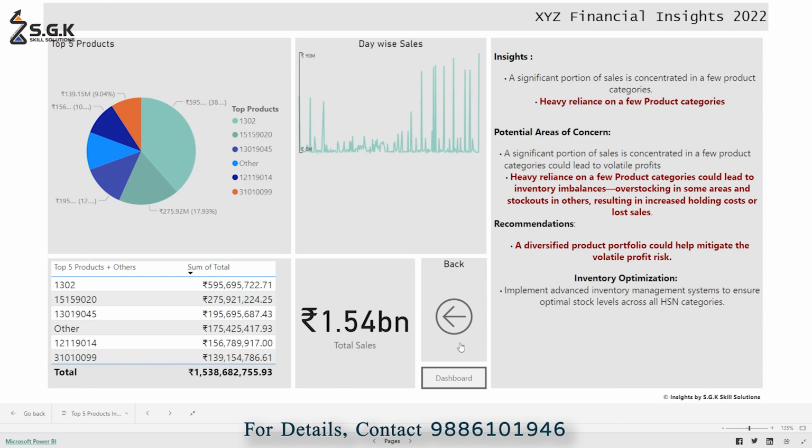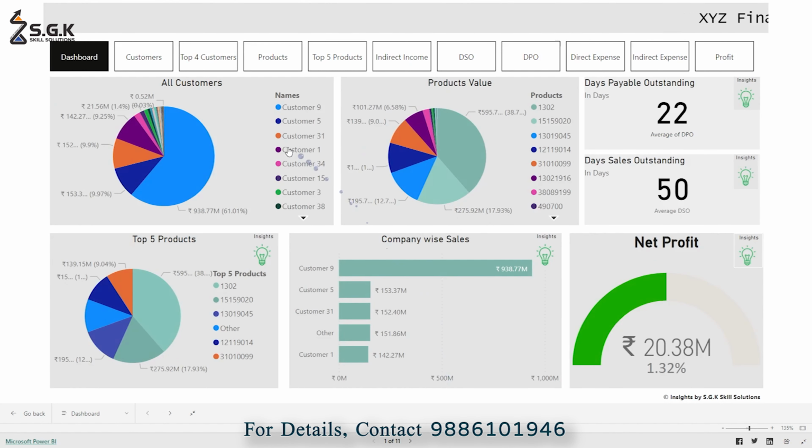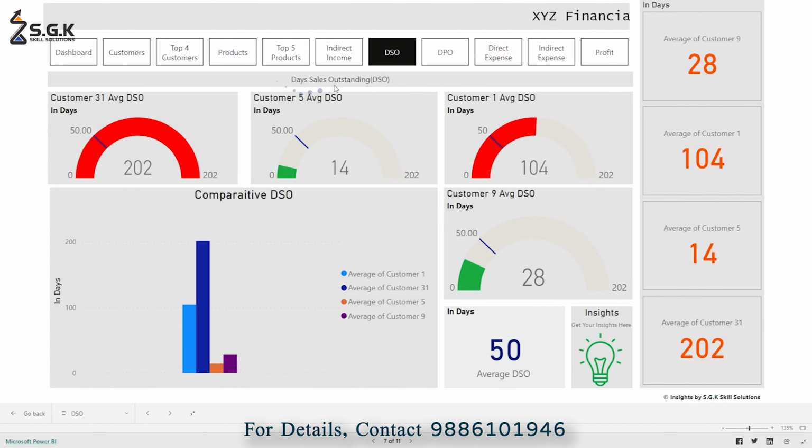An interesting feature which is important for all of us to know is that the insights not only give us the segmentation of sales, but let us take your attention to DSO. DSO stands for Days Sales Outstanding. We know that customer 9 is a prominent customer. The average number of days the entity takes to collect money from customers is 50. But from customer 9, it's 28, so it's very favorable. The liquidity position is good.